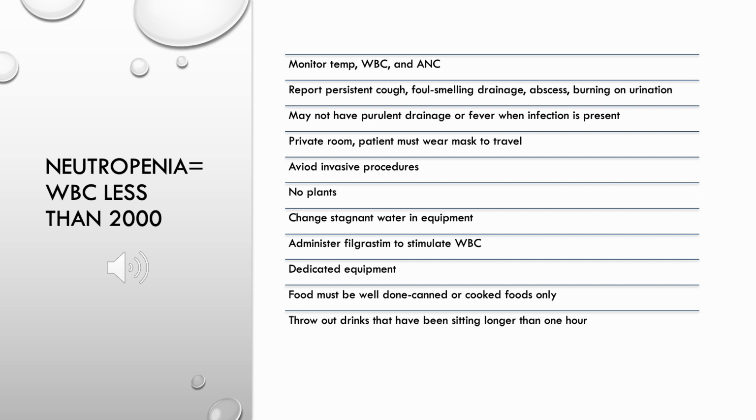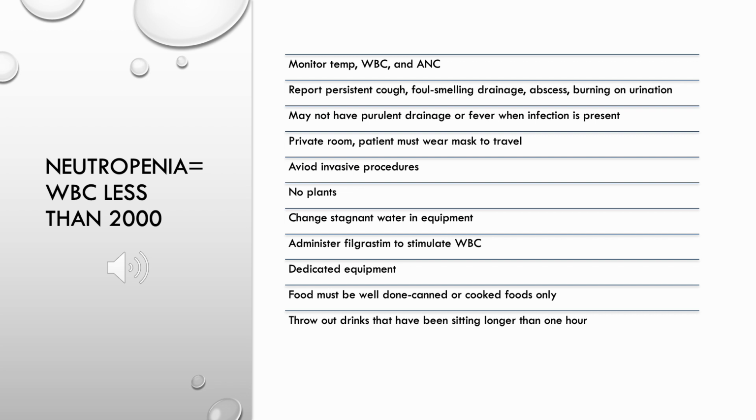The patient needs to be in a private room, and don't let sick people visit. Probably you might want to limit children because you know how they're germ factories. If the patient needs to go out of the room, they need to wear a mask to travel, and that's to protect them. They're on protective isolation or protective precautions, neutropenic precautions we used to call them. You want to avoid invasive procedures.